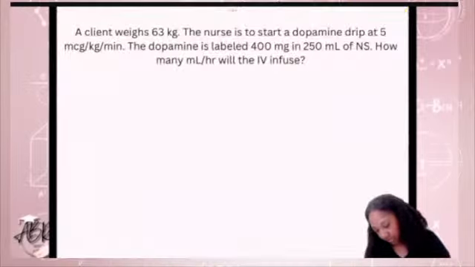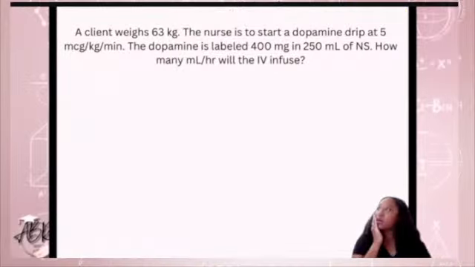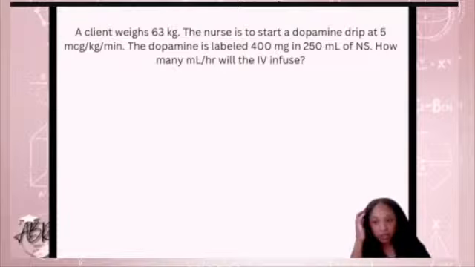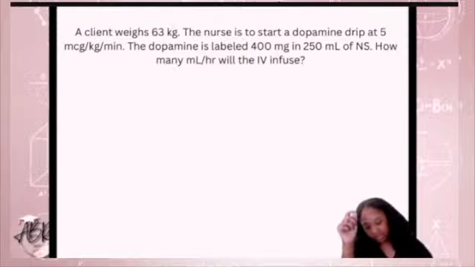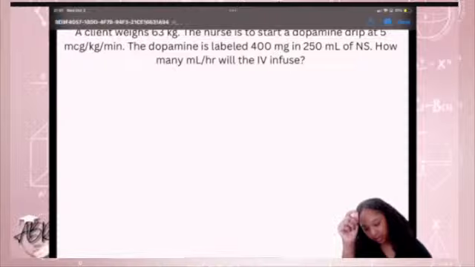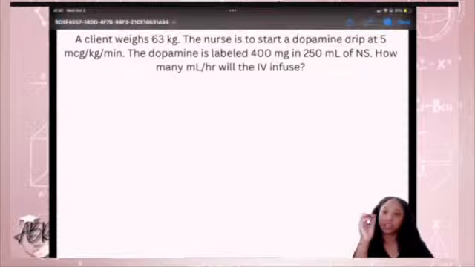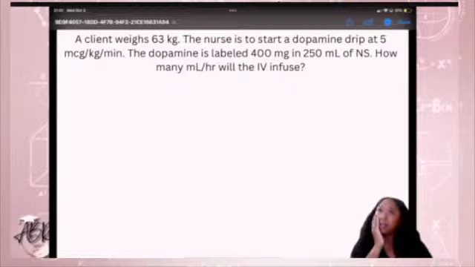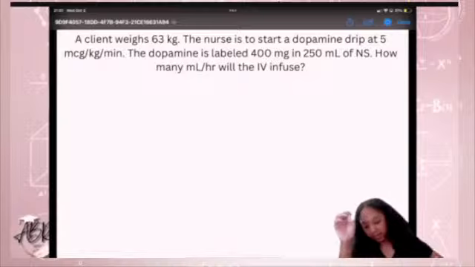Yeah, let's do another one. All right. So, a client weighs 63 kgs. The nurse is to start a dopamine drip at 5 micrograms per kilogram per minute. Dopamine is labeled 400 milligrams in 250 mLs of normal saline. How many milliliters per hour will the IV infuse? Okay, so what is our goal? What is this question asking for me to solve?